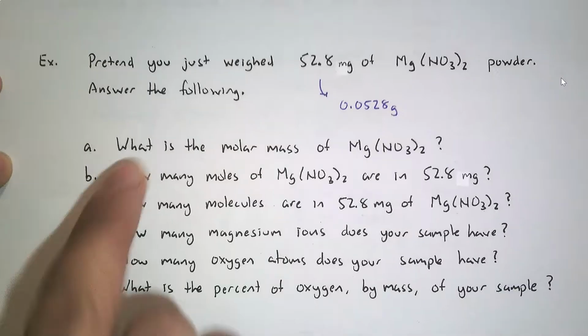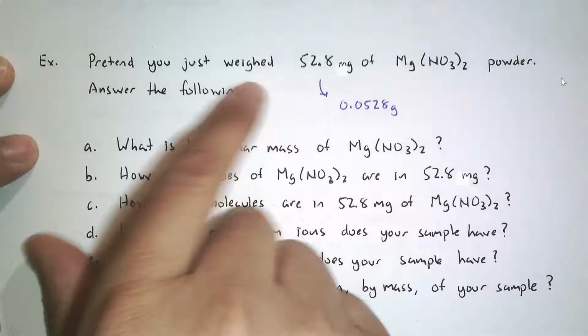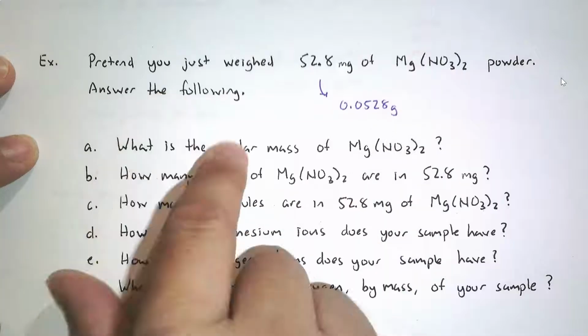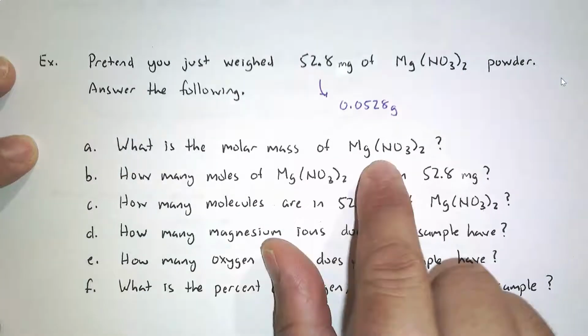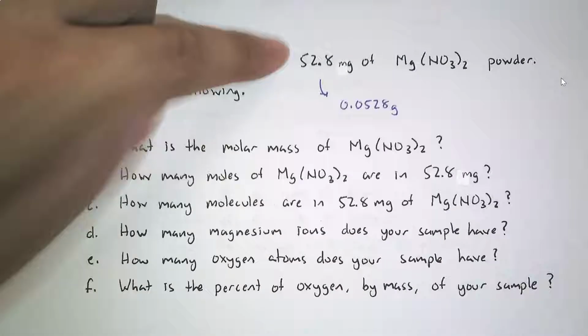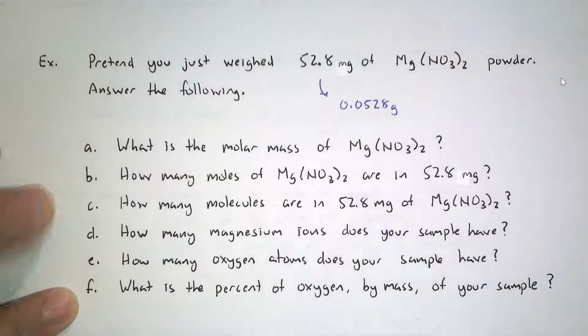All right, let us actually read the problem. Pretend you just weighed 52.8 milligrams of magnesium nitrate powder. Answer the following. What is the molar mass of MgNO3 2? This is good. We don't need this amount. We just need the molar mass of MgNO3 2 for part A.